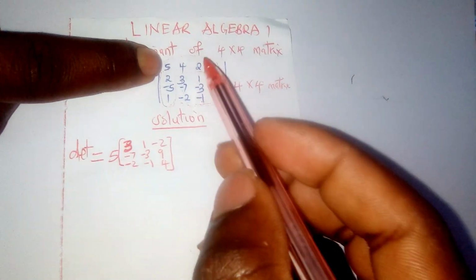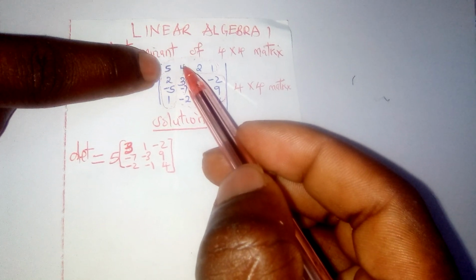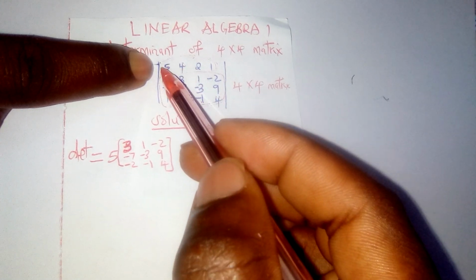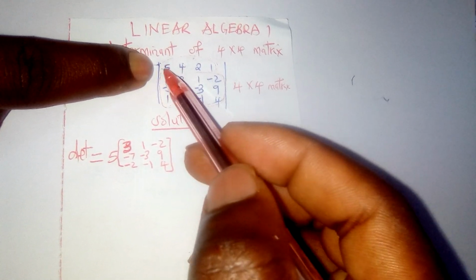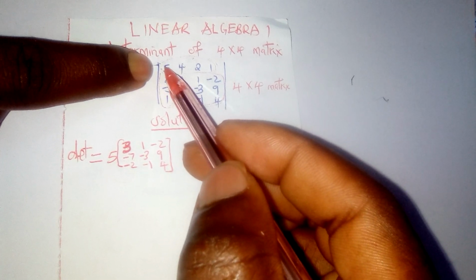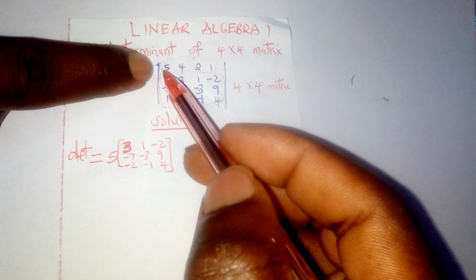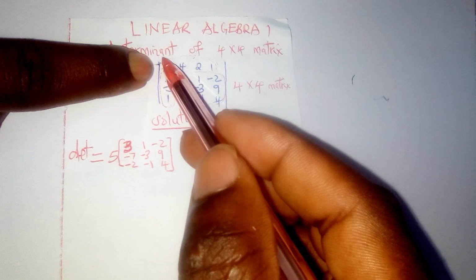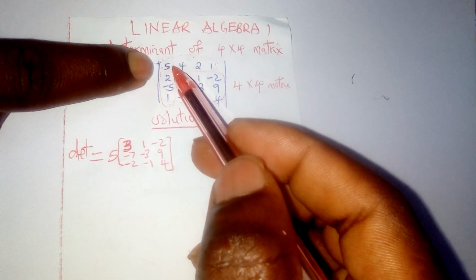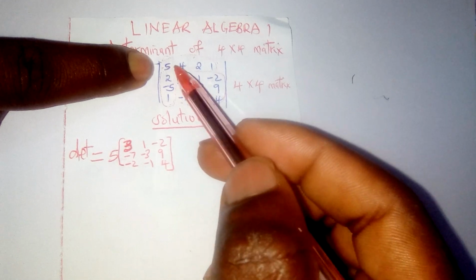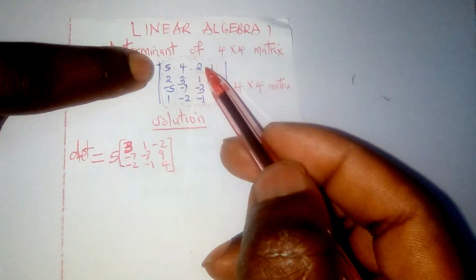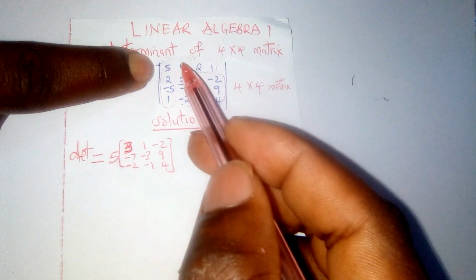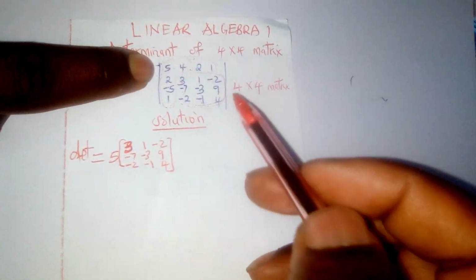Now after that, you are supposed to move to the second value, that is 4. On moving to 4, remember the sign under 5: we normally begin with a positive. So you begin with a positive, then the second sign must be a negative, then you move to a positive, then a negative. So it goes that way depending on the matrix you are provided with.